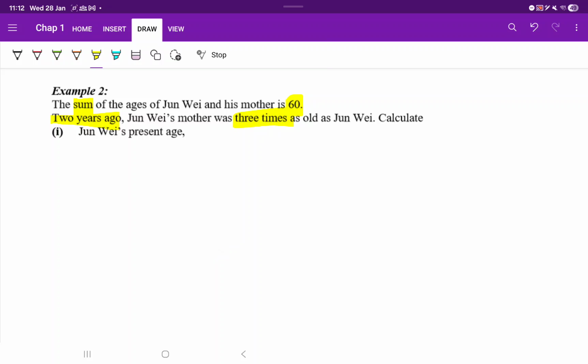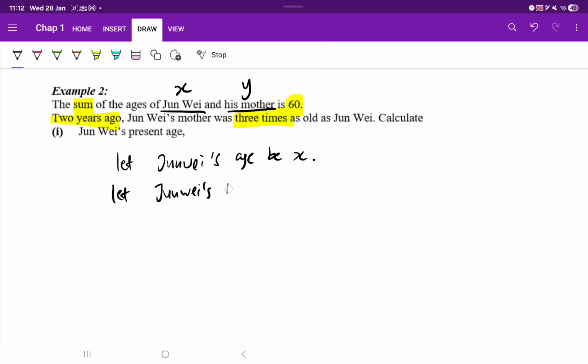Now, in this entire question, there were no algebra given to me. So I will make my own. So I'll say Junwei, let it be X, mother, let it be Y. So we will do this, right? Let Junwei's age be X. Let Junwei's mother's, there's going to be a lot of apostrophes, age be Y.